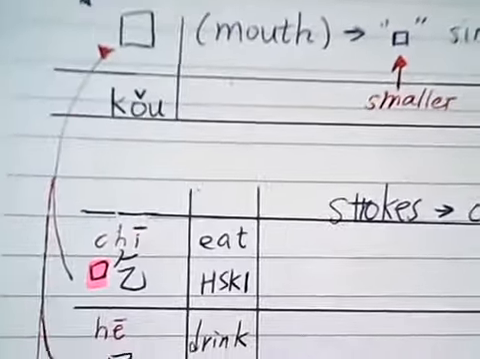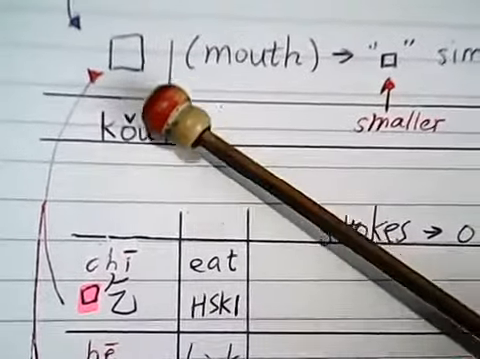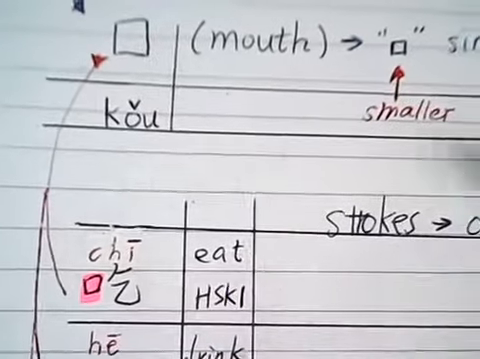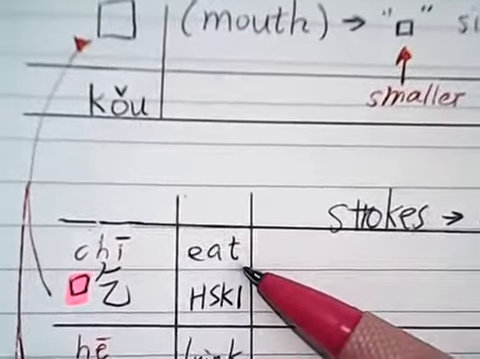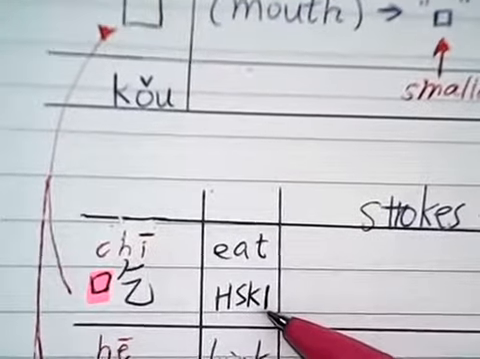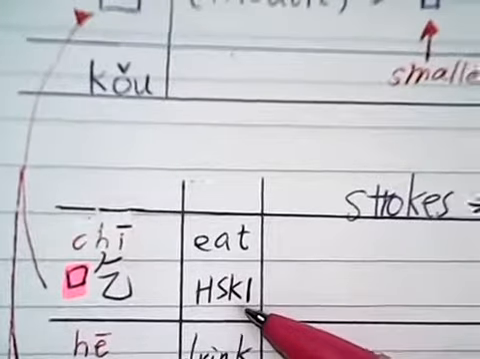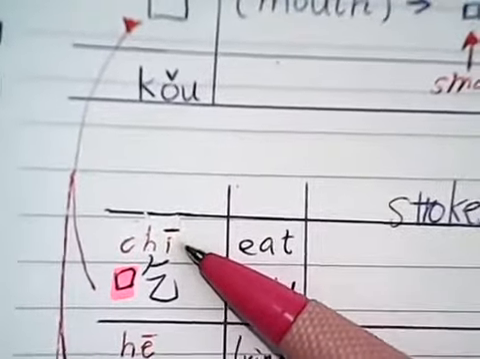Right now, I'll show you the first word. We will use this radical. The first word is this, 吃. Okay, 吃, which means eat. And this word belongs to HSK level 1. It is a simple word in Chinese. 吃 is the first tone.